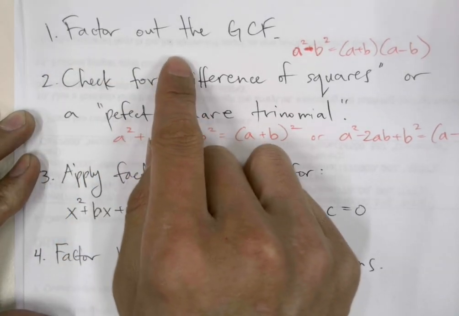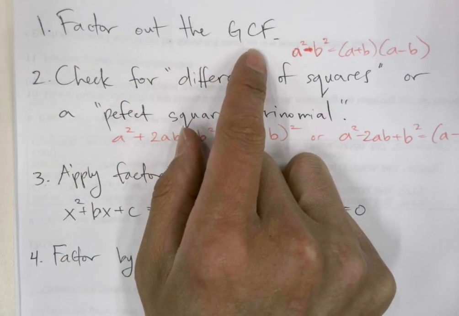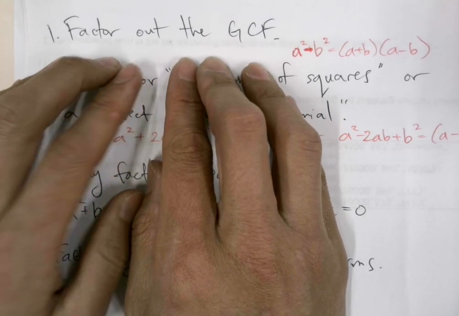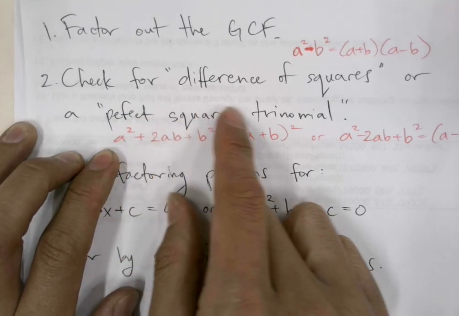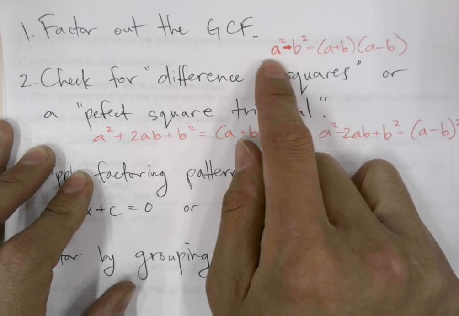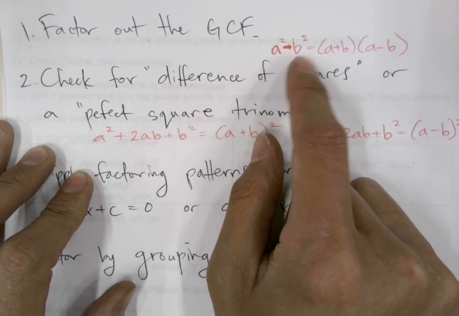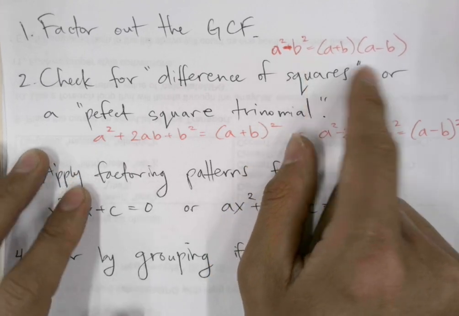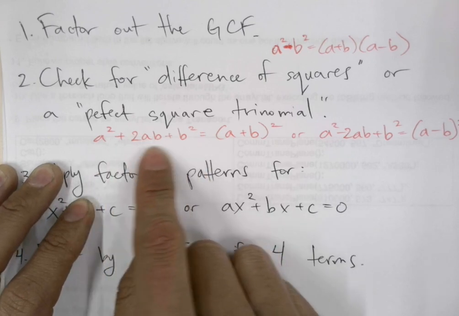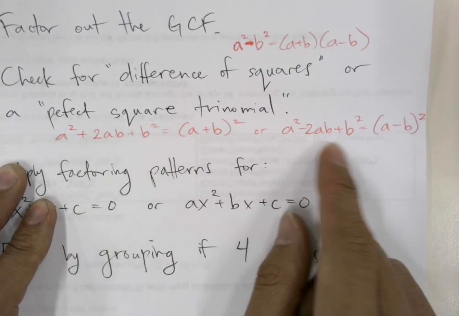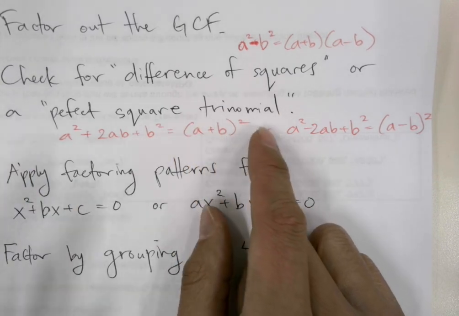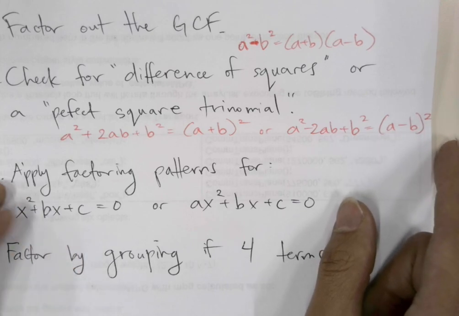The first step would be to factor out the greatest common factor, of course. Sometimes that even solves the problem for you because that's all you have to do to factor. The second step would be to check for the difference of squares or a perfect square trinomial pattern. Difference of squares: a squared minus b squared is equal to this expression here. The perfect square trinomial is this one here or this one here, in which case our factors would be the sum of a and b squared and the difference of a and b squared.